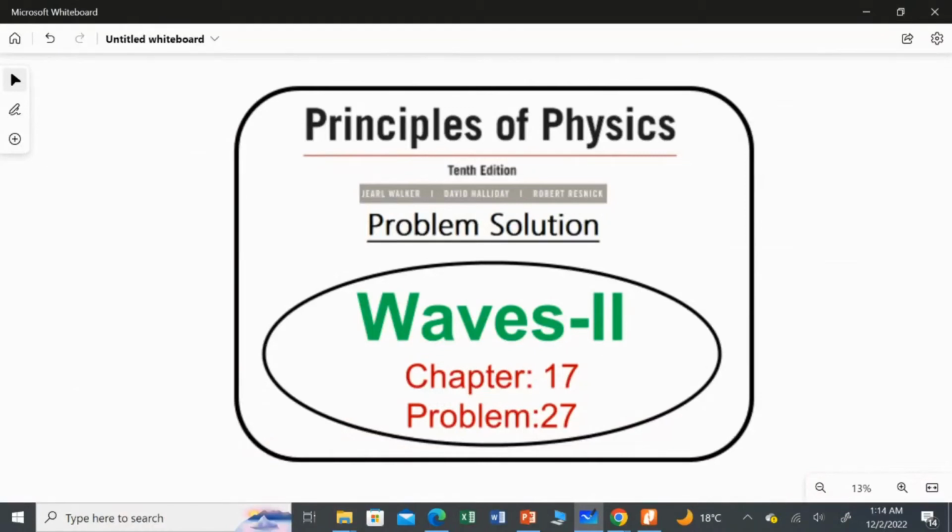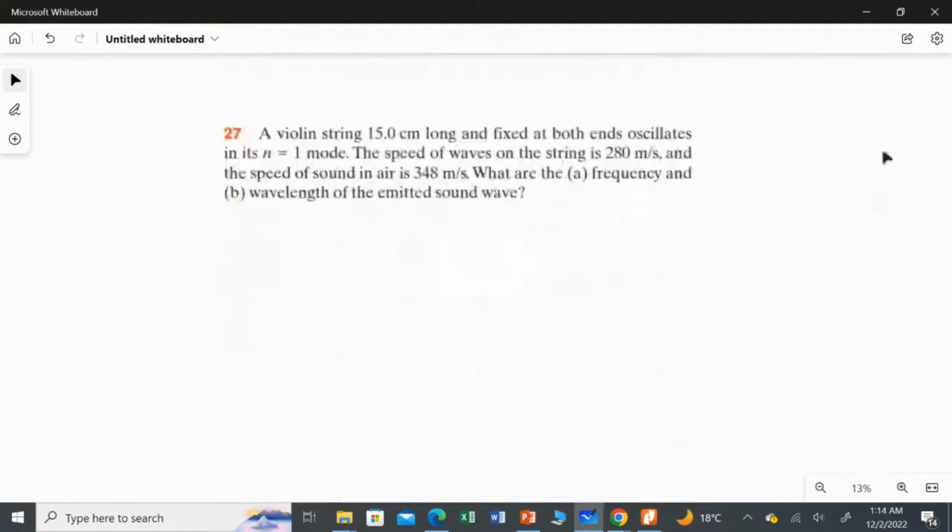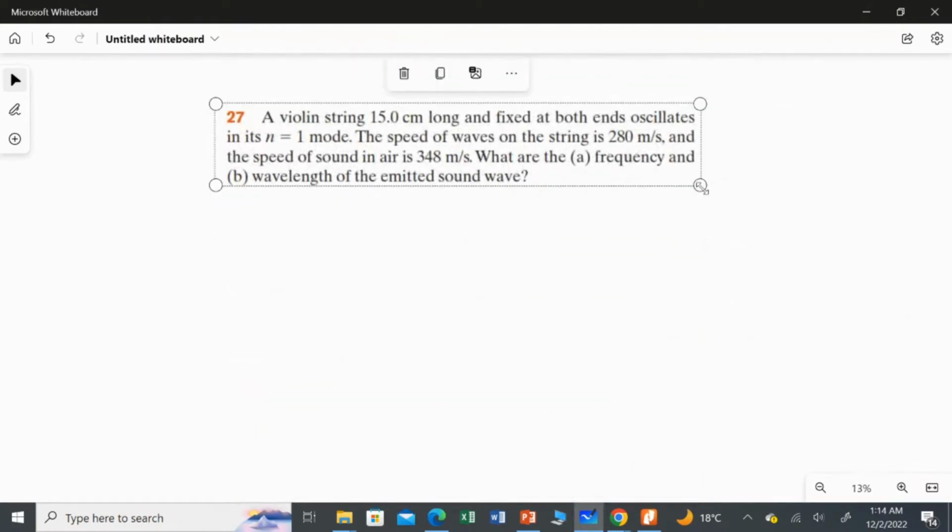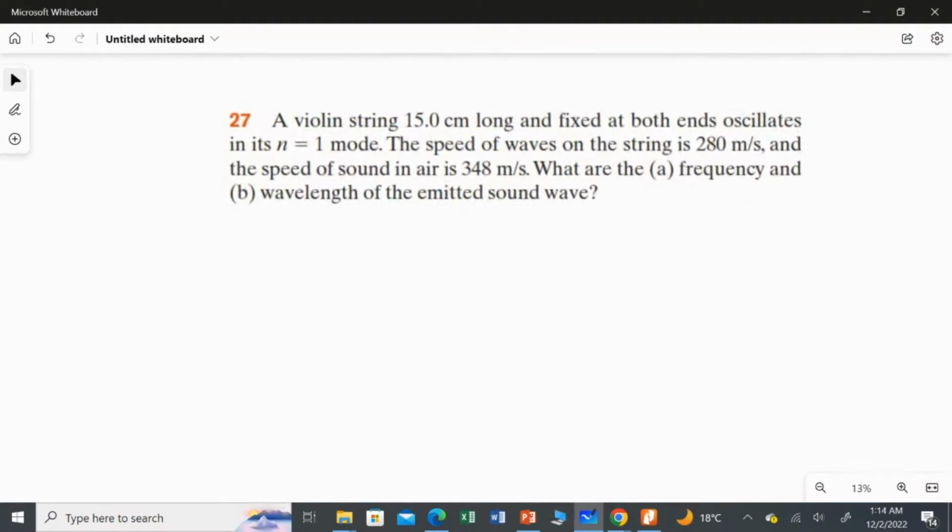In this video, I am going to solve problem 27 from chapter 17, Waves Part 2. A violin string 15 centimeter long and fixed at both ends oscillates in its n is equal to 1 mode. So you have a violin string and its length is 15 centimeter. The string is fixed at both ends and it will oscillate in n is equal to 1 mode. That means the fundamental frequency, right?